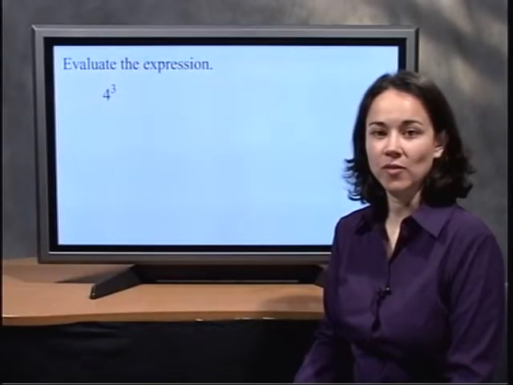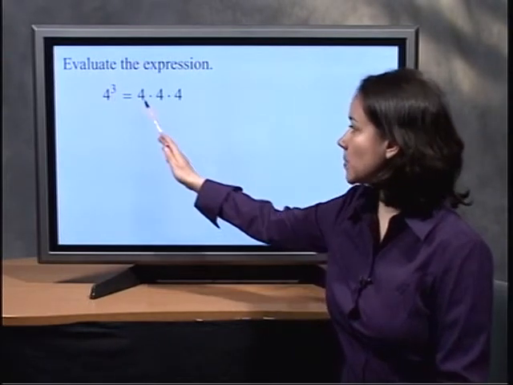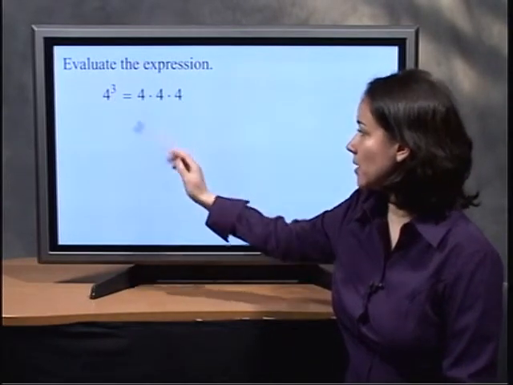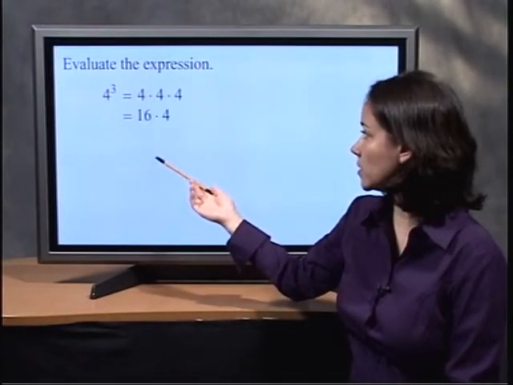Evaluate the expression 4 cubed. So 4 cubed means 4 times 4 times 4. So the base is multiplied by itself 3 times. So if you're going to simplify this, just multiply it out. You can do this in 2 steps.